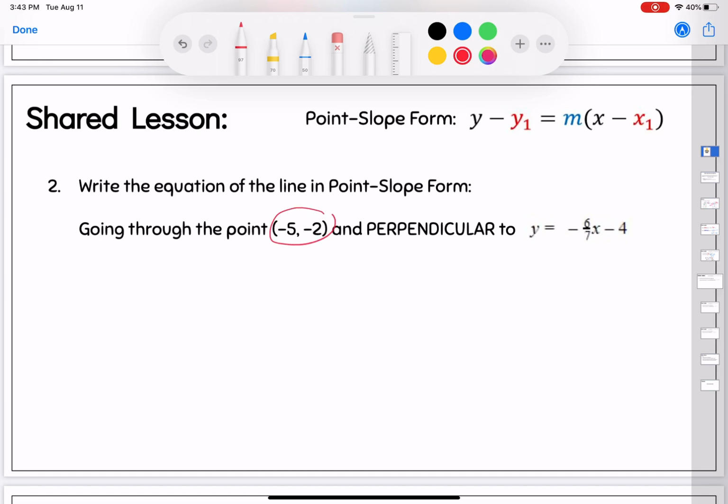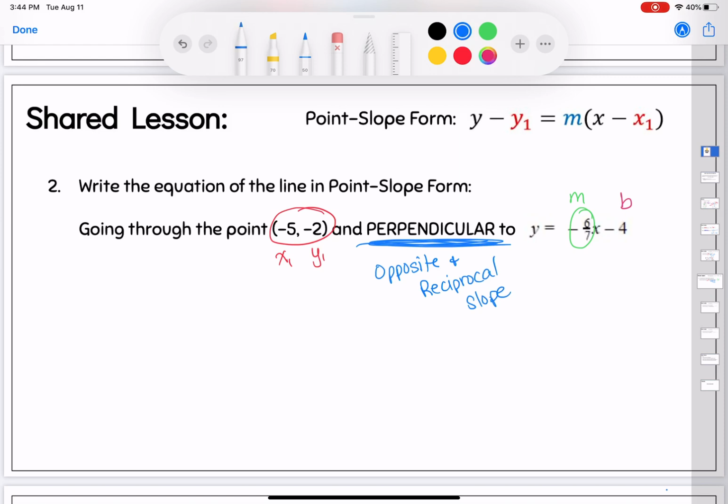Okay, so I see that I have my point again. So -5 is x1, -2 is y1. This time, I'm looking for a perpendicular line, right? So perpendicular means opposite and reciprocal slope. So here's m. This was b, right? I don't really care about b. All I care about is m because I have y equals mx plus b. So my slope of that line was -6/7.